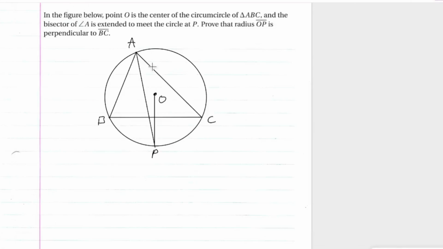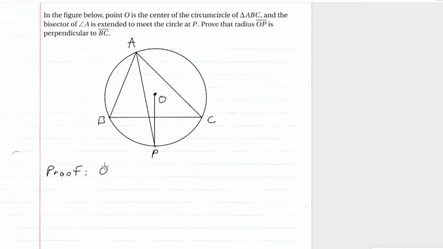In the figure below, point O is the center of the circumcircle of triangle ABC, and the bisector of angle A is extended to meet the circle at P. Prove that the radius OP is perpendicular to BC. So let's go ahead and start this proof.